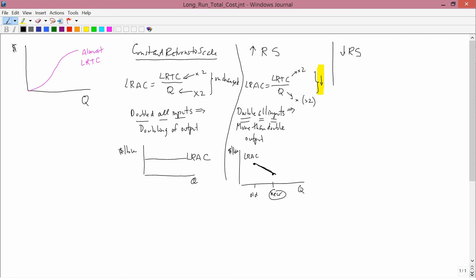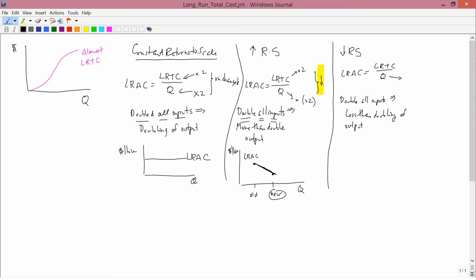How about decreasing returns to scale? Long run average cost is long run total cost divided by Q. Double all inputs. That leads to a less than doubling of output. Output still goes up, it just less than doubles.